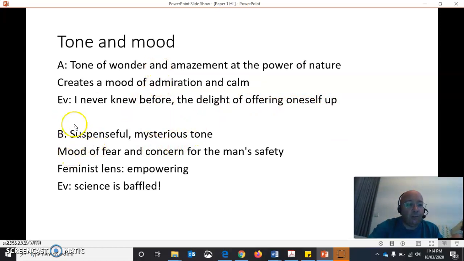The movie poster is quite different. It's suspenseful. We're not sure what's going to happen. There's a tone of mystery, I guess, around it as well, and certainly a mood of fear and concern about what will happen to the man. If you look at it through a feminist lens, it could be empowering to see men shrink and have all sorts of problems, I guess. And the evidence there: "science is baffled," synonyms of the unknown and confusion. So that's the general tone and mood you could talk about.